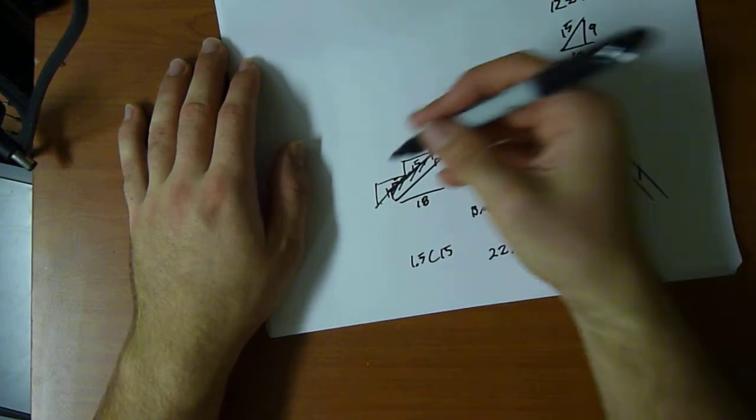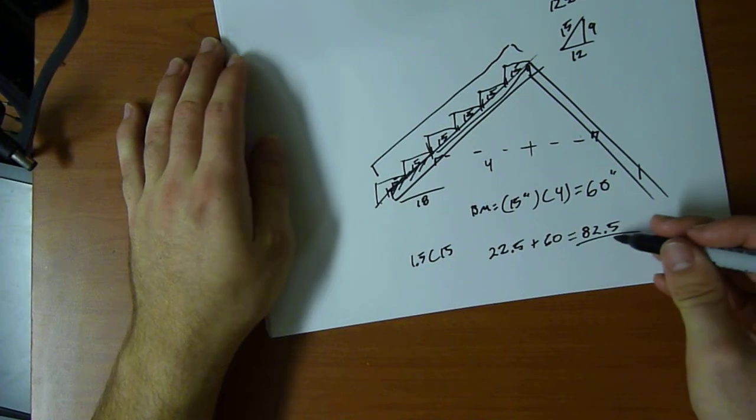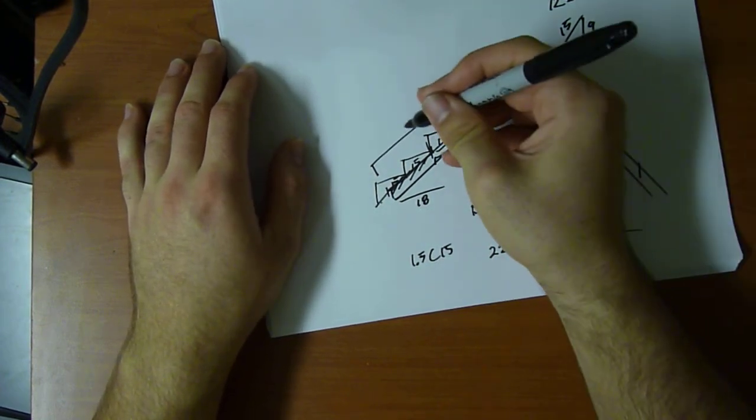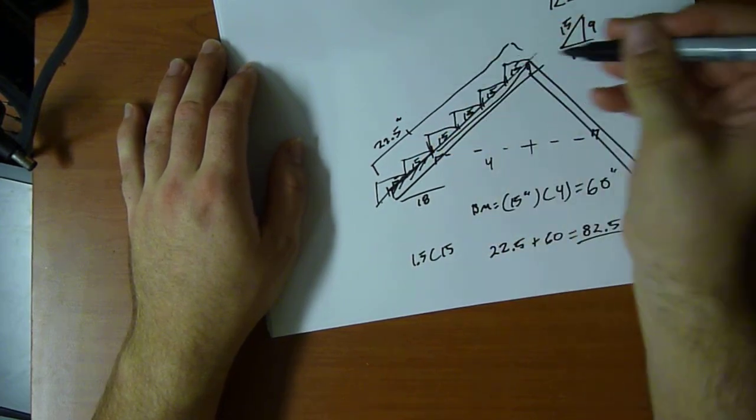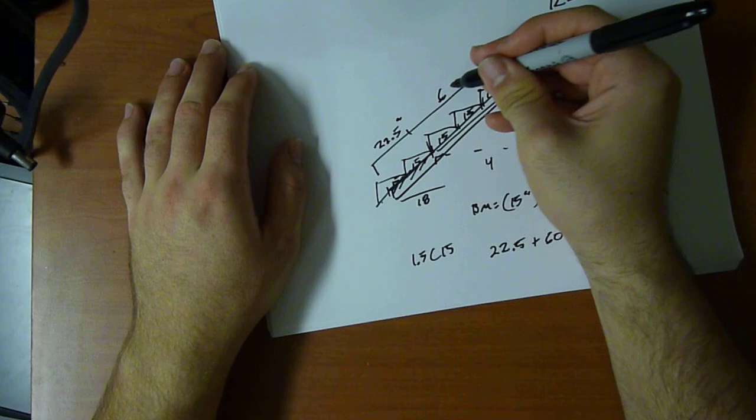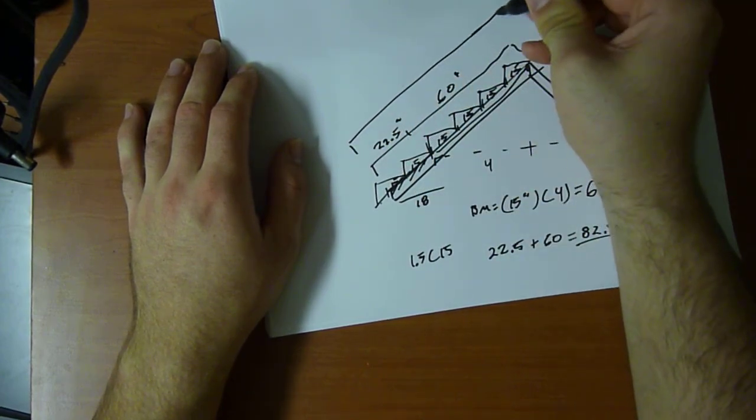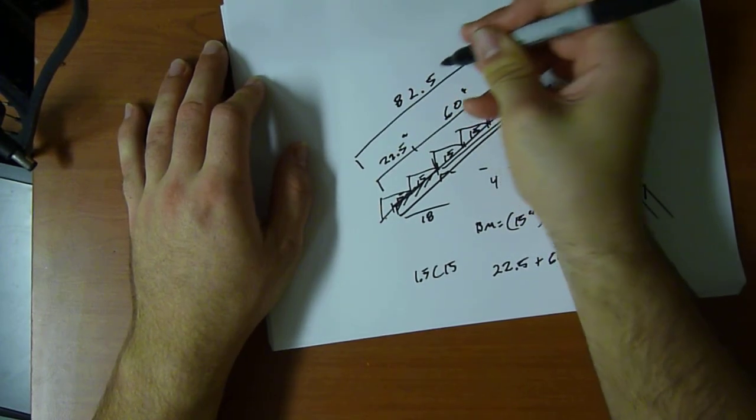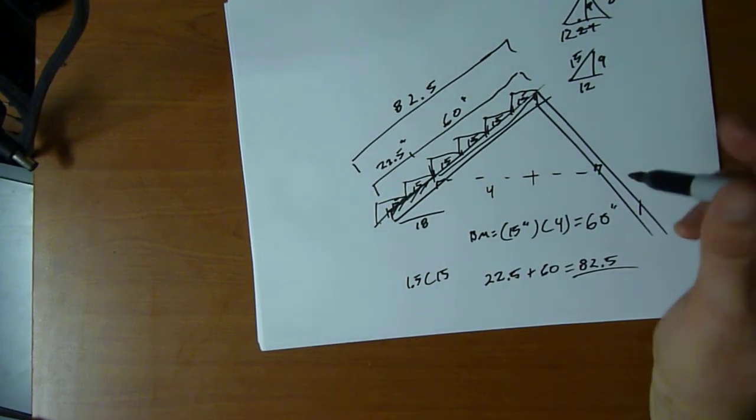So that gives you the overall length of what you'll need your piece to be, which is 82.5, with your bird's mouth starting at 22.5 inches from there. And your overall is going to be. So let's see.